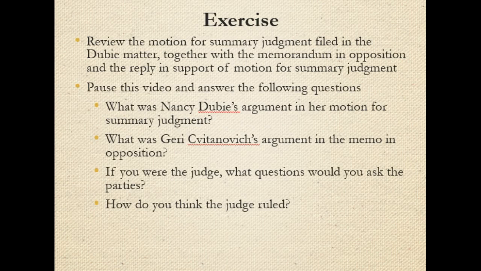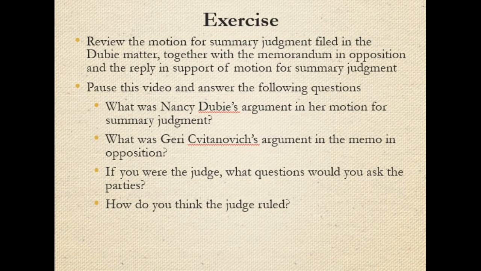Now let's look at a sample motion for summary judgment that was filed in the Cvtanovich versus Doobie matter. Review the motion together with the memorandum in opposition and reply, all of which can be found in the Resources folder, Motion subfolder. After you review the motion, please pause this video and answer the following questions. What was Nancy Doobie's argument in her motion for summary judgment? What was Jerry Cvtanovich's argument in the memorandum in opposition? If you were the judge, what questions would you ask the parties? How do you think the judge ruled?